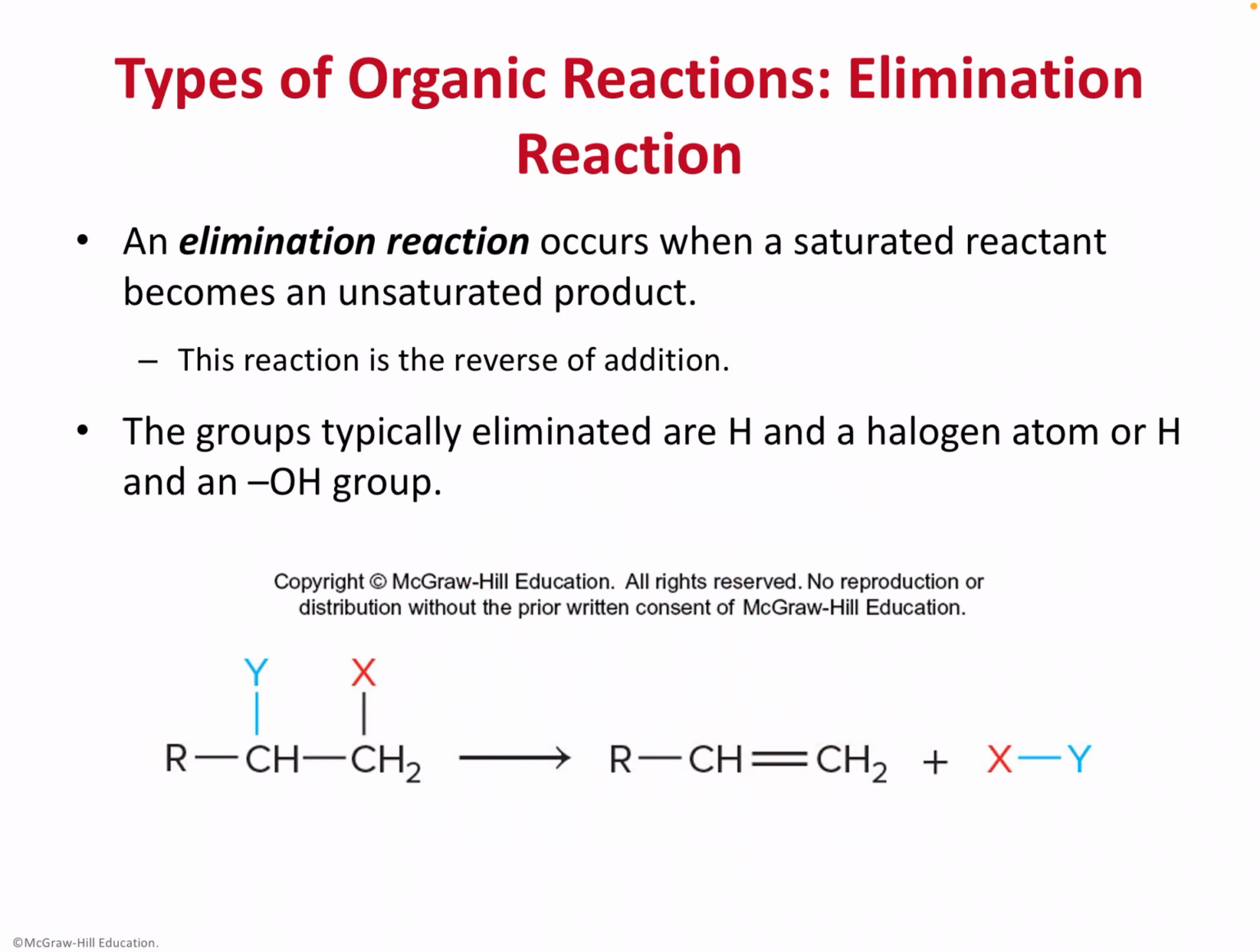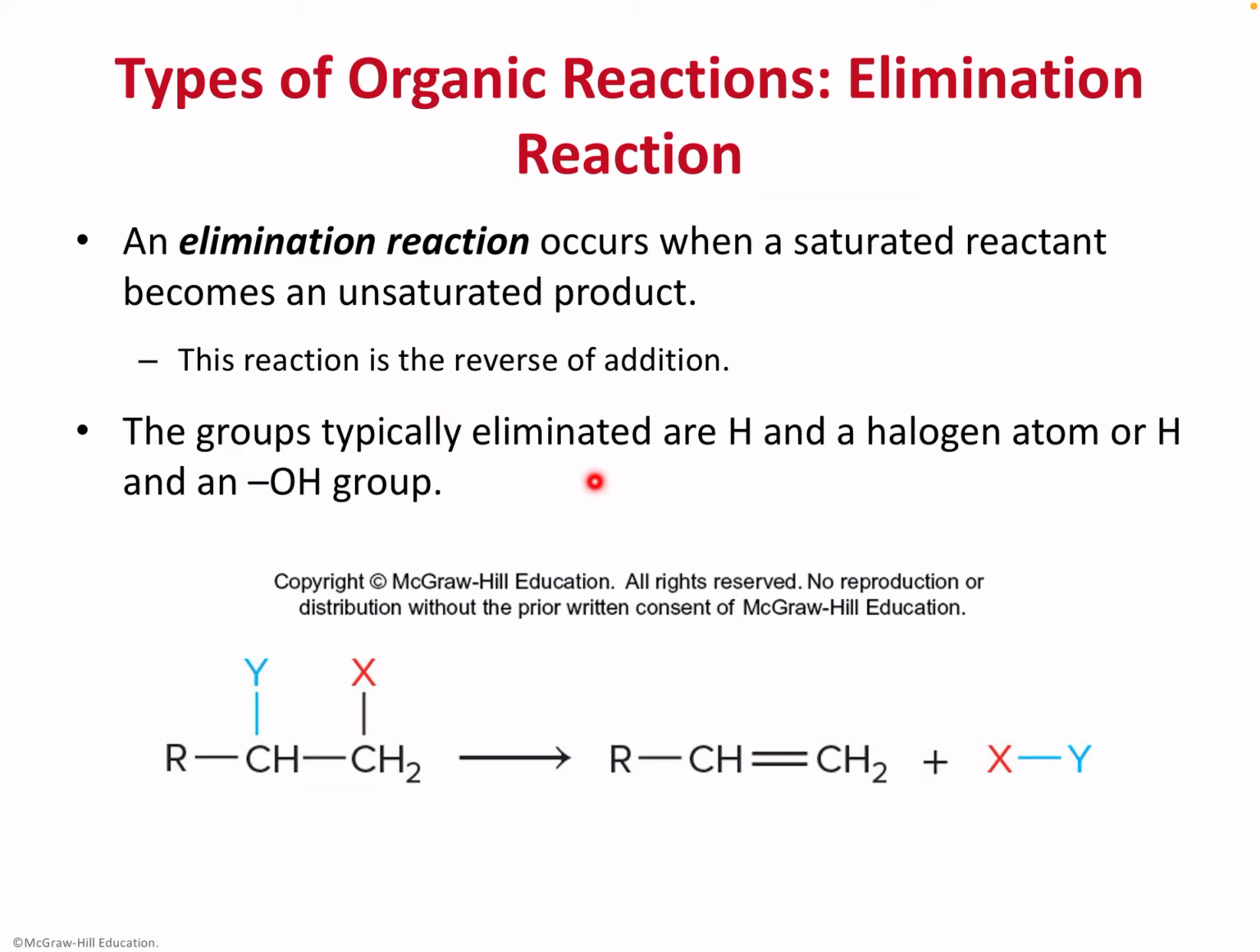Okay, so we learned about the addition reaction. Now we're going to learn the opposite of that, the elimination reaction. An elimination reaction occurs when a saturated reactant becomes unsaturated. So this is a saturated compound, no double bonds. It now becomes an unsaturated compound. So this is the reverse of addition.